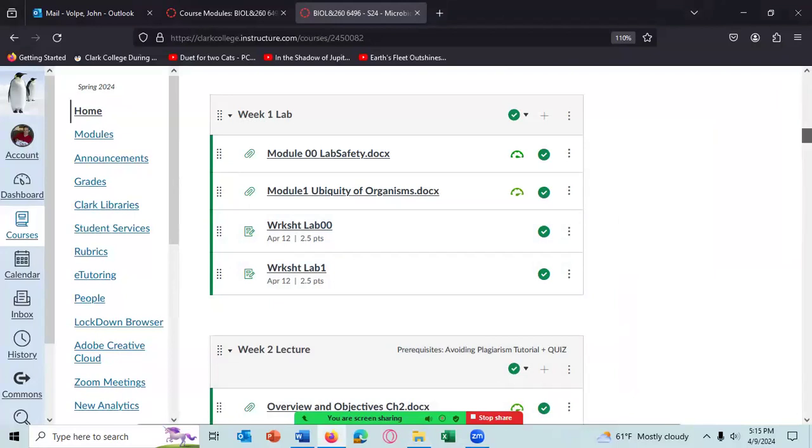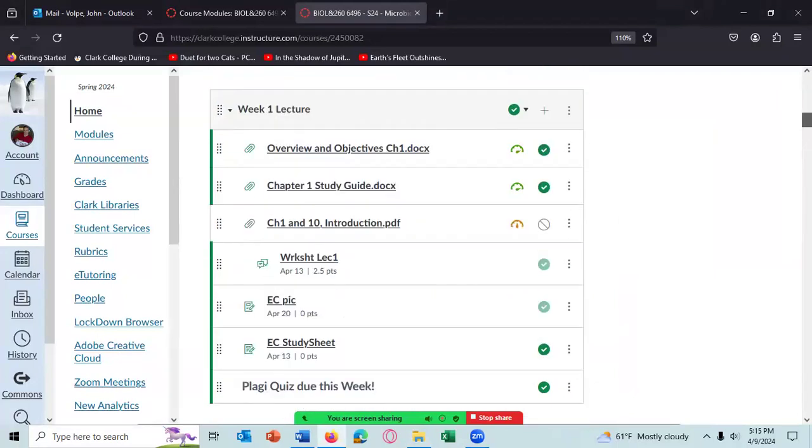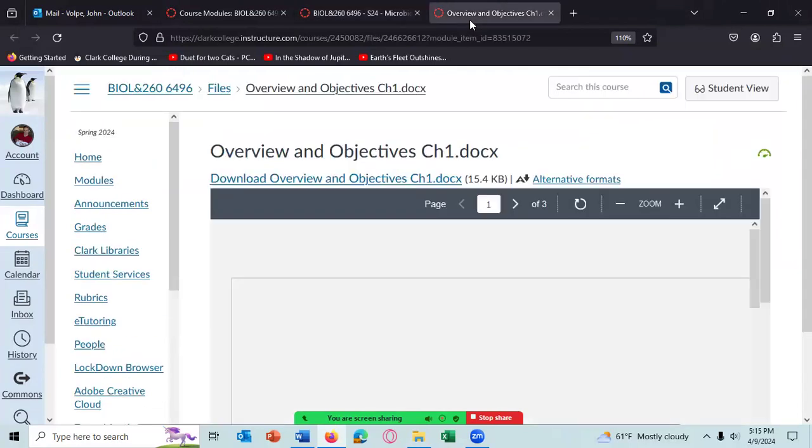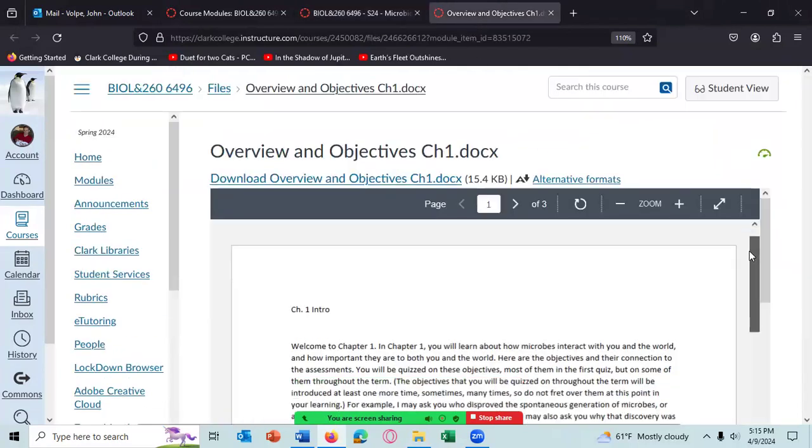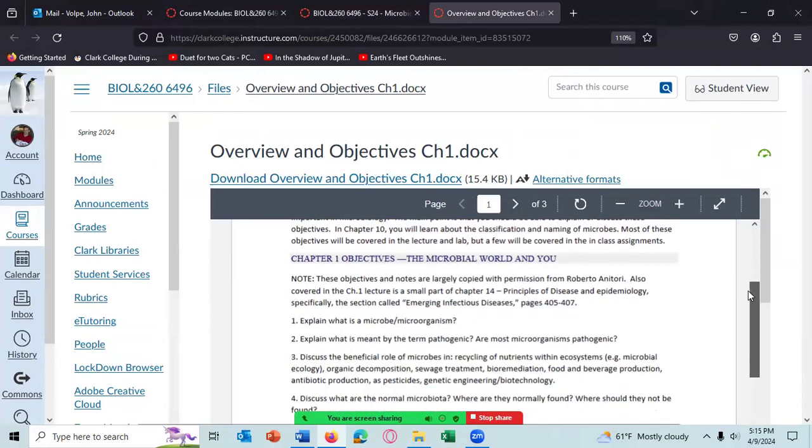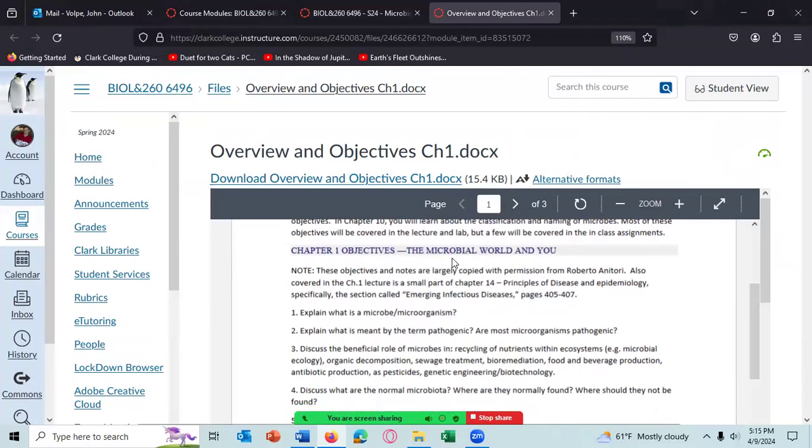All right, you scroll down a little further, you'll come into week 1 lecture. In here, I've got an overview and the objectives to the lesson for chapter 1. And in chapter 1, we're also going to talk a little bit about chapter 10. So it'll start with the objectives for chapter 1. And this will be, every quiz question will come from an objective. So if you can answer all of the objectives, you should do well on the quizzes.